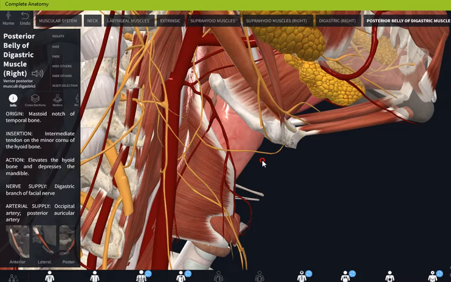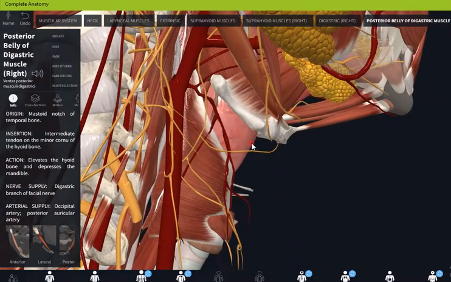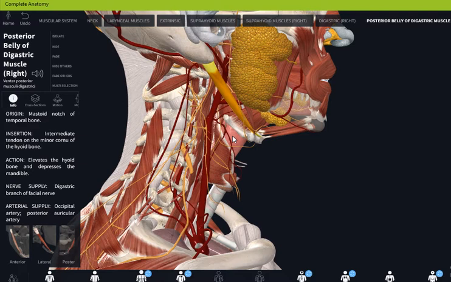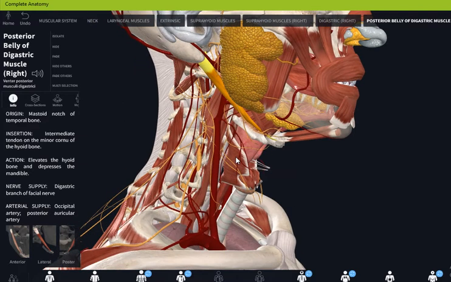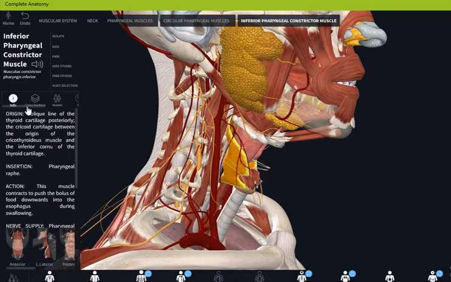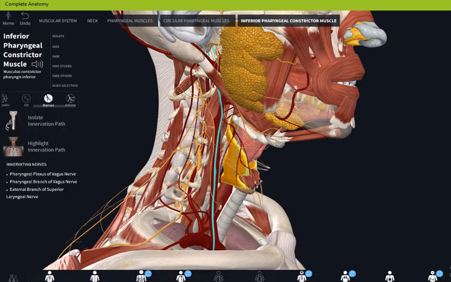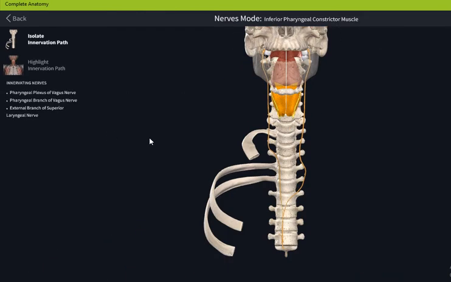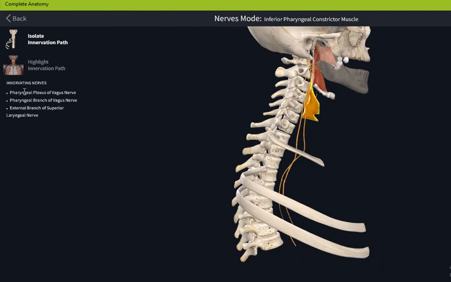Now you need to know that all of the muscles of the pharynx are supplied by the vagus nerve. So this is the vagus nerve here. If you take the constrictor muscle and visualize the innervation, when you isolate it, we have the pharyngeal plexus of the vagus nerve, and all of these are vagus nerve.